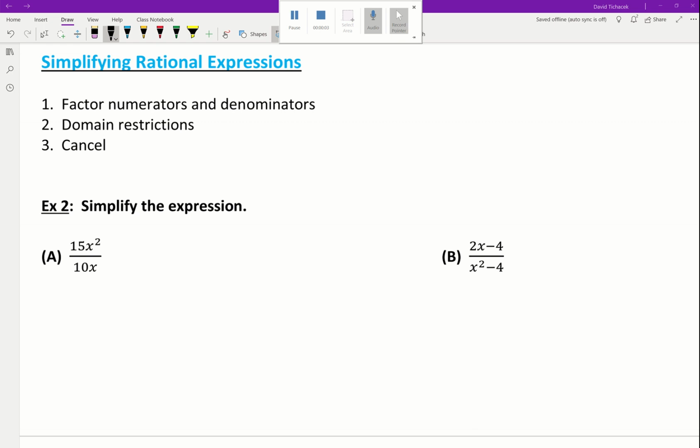This is Mr. T, and in this video, I'm going to talk about how to simplify rational expressions. Okay, so this is part 2 of your little series of mini videos today. I just wanted to break it up so that we didn't have one huge video here. So let's talk about how to simplify rational expressions.